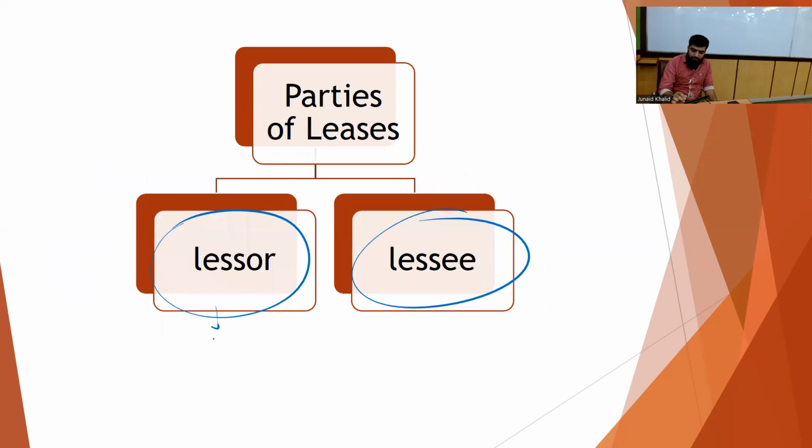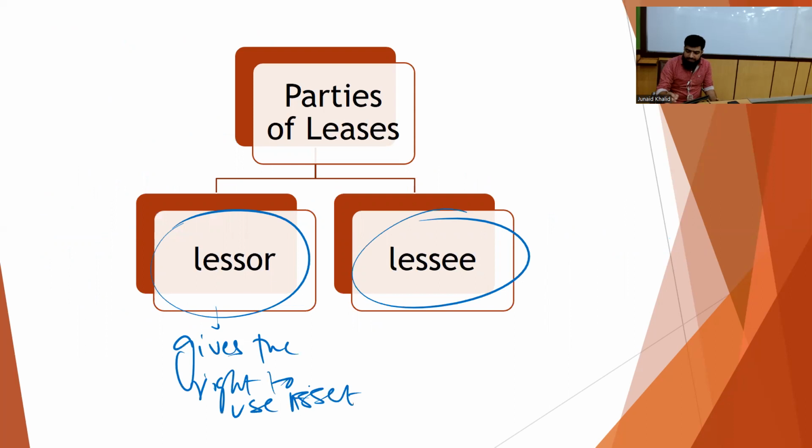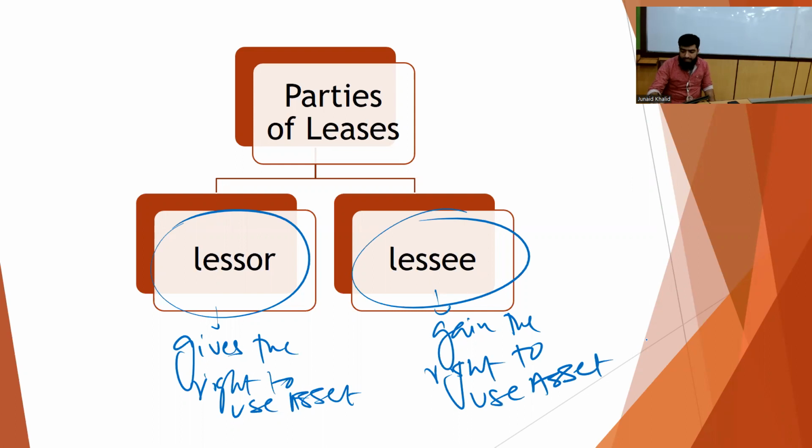Now, who is the lessor? The lessor is the one who gives the right to use the asset. And who is the lessee? The lessee is the one who will gain the right to use the asset, the one who will get the right to use the asset.